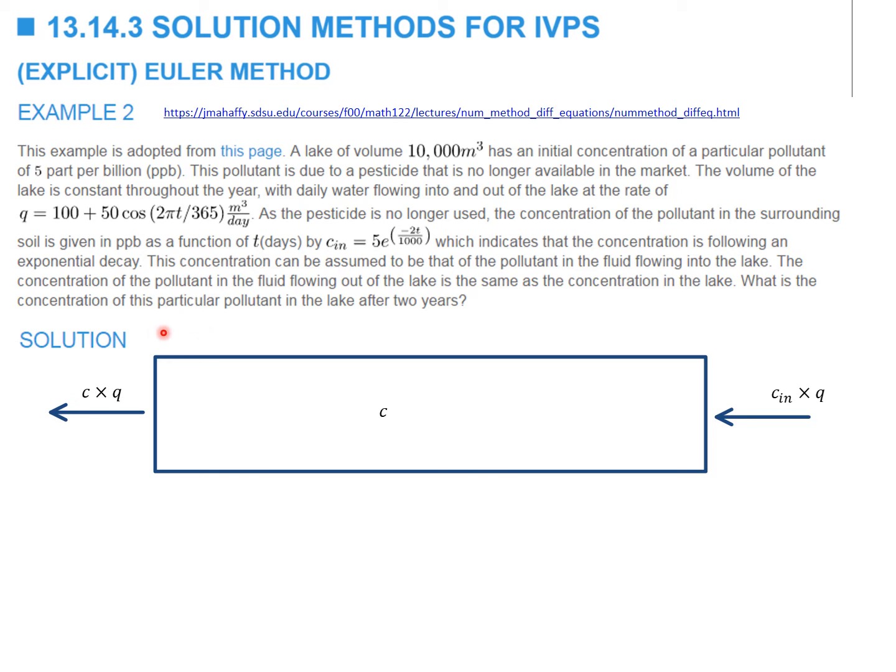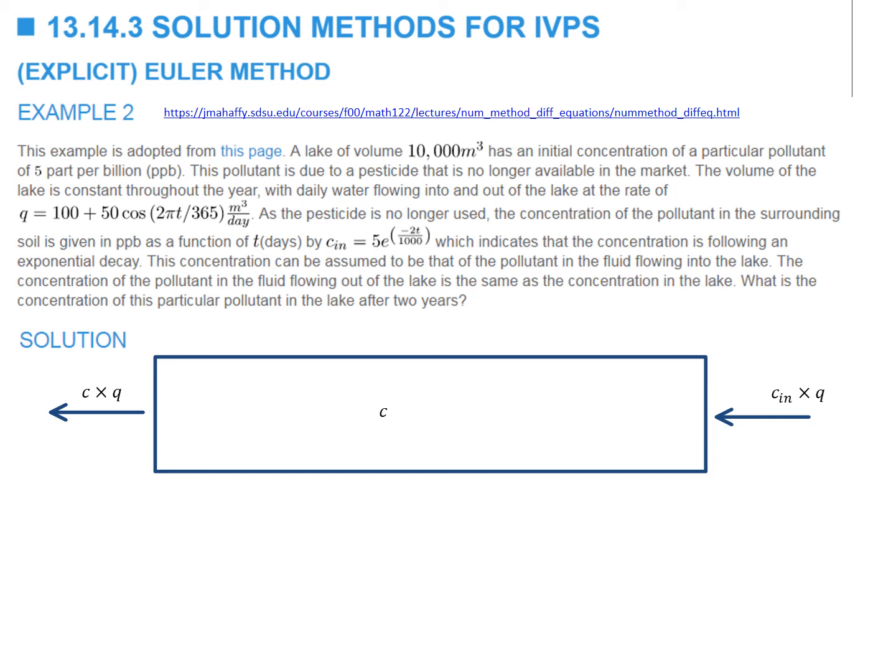And so we want to know what is the concentration of this particular pollutant in the lake after 2 years. So obviously, the concentration flowing in is decaying, which implies that the concentration in the lake should be decreasing. It starts at 5 parts per billion. We should expect it to decrease after 2 years.